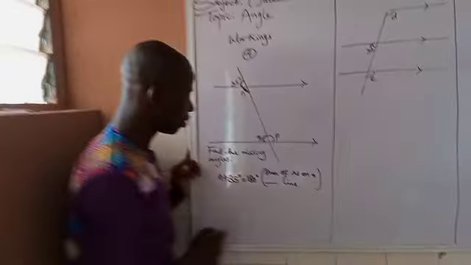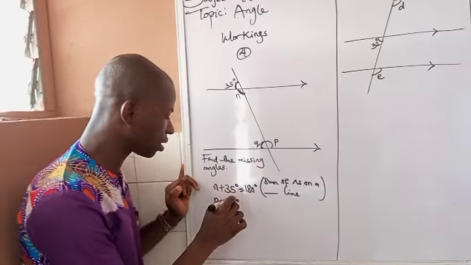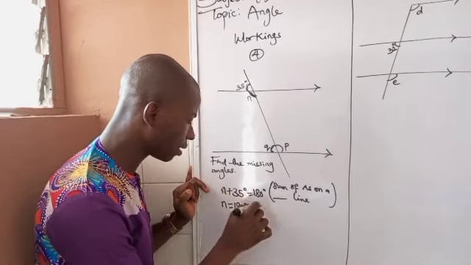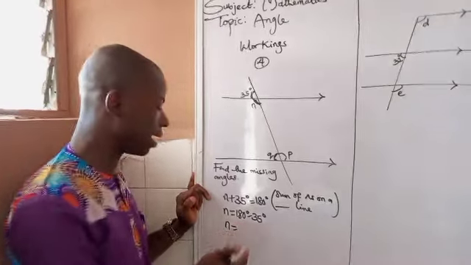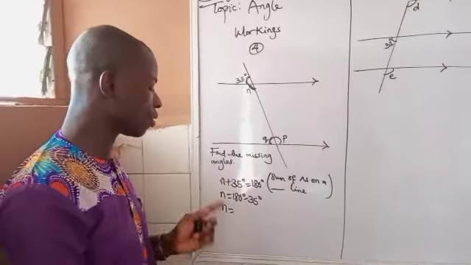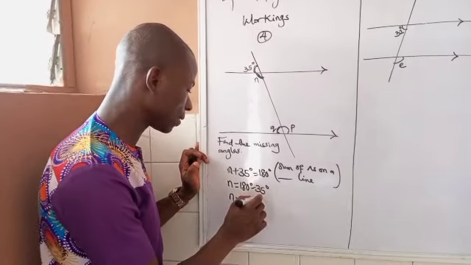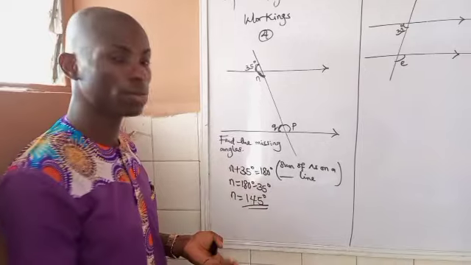You are allowed to collect like terms, so it will be n equals 180 degrees minus 35 degrees. And what is our n? When you minus 35 from 180, what do you have? You have 145 degrees. And that's all for n.